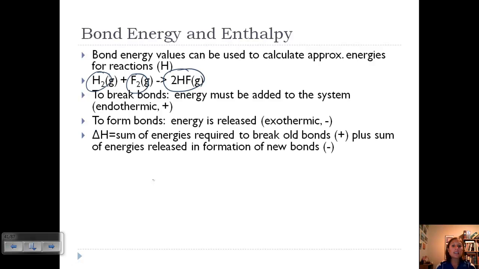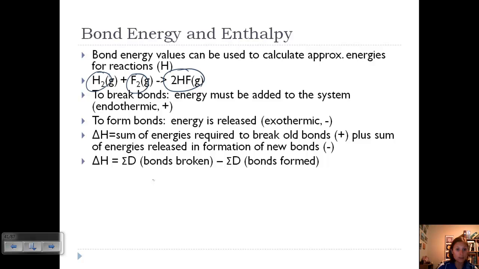Delta H is the sum of the energies required to break the old bonds plus the sum of the energies released in the formation of the new bonds. So we're basically calculating the overall energy for that process. What is the delta H?